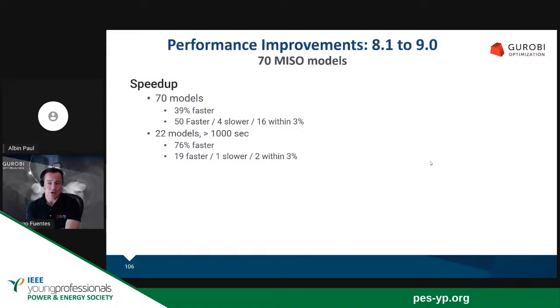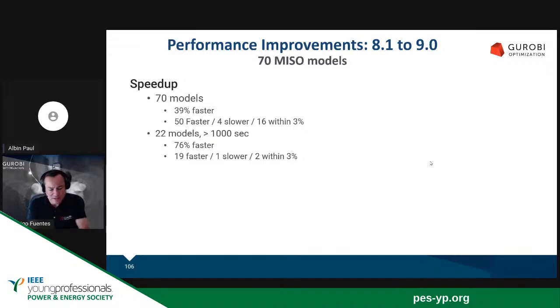On the harder models, 22 models that are harder because they take over 1,000 seconds, we were faster by 76%. On 19 of those models we were faster, in one model we became slower, and in two models more or less the same.